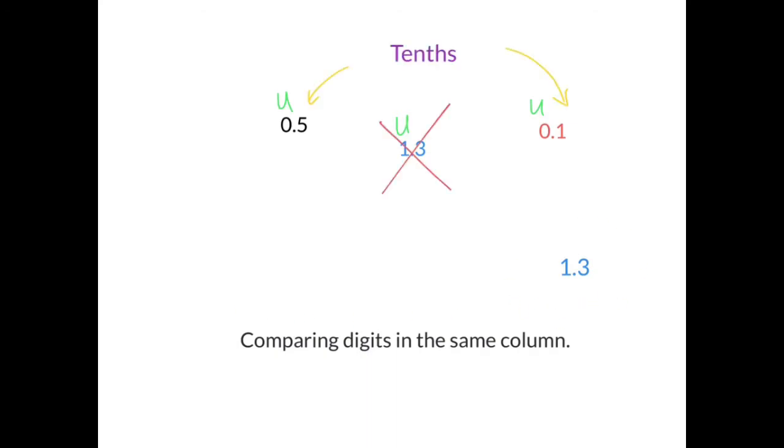Again, remind yourselves, we're comparing digits in the same column. So now we're looking into the column after the decimal point. And this is called the tenths column, tenths. So here we've got a 5, and here we've got a 1. So the smallest digit is 0.1. And if 0.1 is our smallest decimal, and 1.3 is our largest decimal, then 0.5 goes into the middle. And there we go. We've ordered decimals in ascending order, smallest all the way up to the biggest.